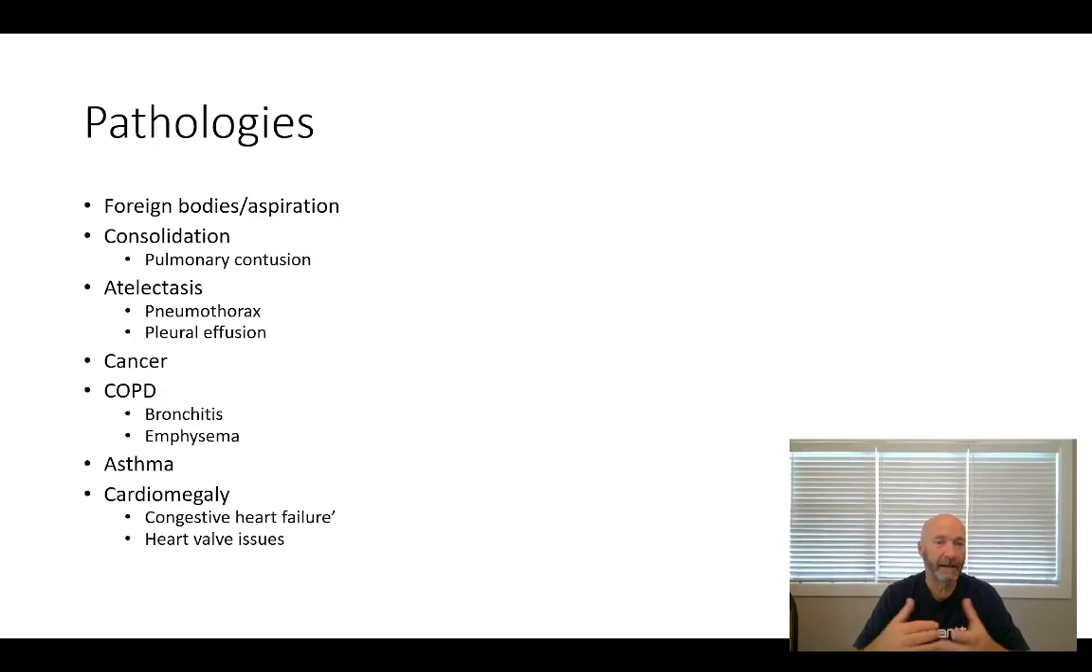Atelectasis, we talked about. Atelectasis is collapse of the lung. What's causing the collapse of the lung? Is it a pneumothorax? Is it a pleural effusion? Probably two of the more common pathologies that we see in the lungs. Cancer, pretty common, a lot of times secondary.